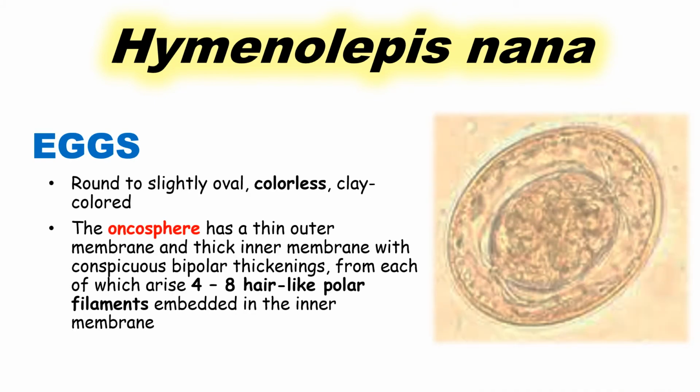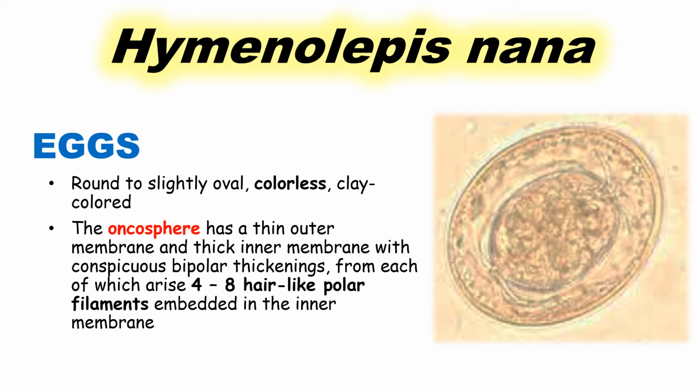So, for the eggs, it is round to slightly oval and take note, colorless. Ibig sabihin, it is non-bile stained. Hindi siya ma-stain sang bile natin, unlike with other eggs. So colorless siya in saline mount, no? Kung saline bala NSS ang gamiton ta, wala siya color. So it is the only cestode egg that is not stained by bile when passed through the intestine.